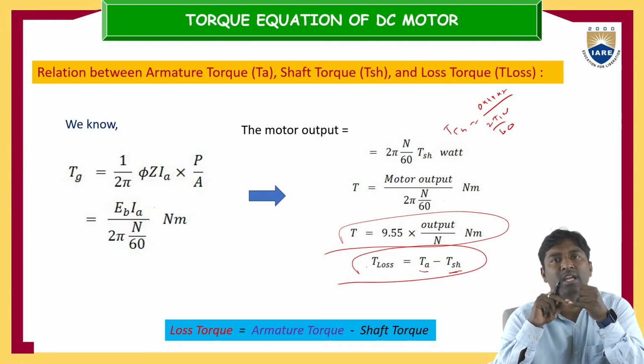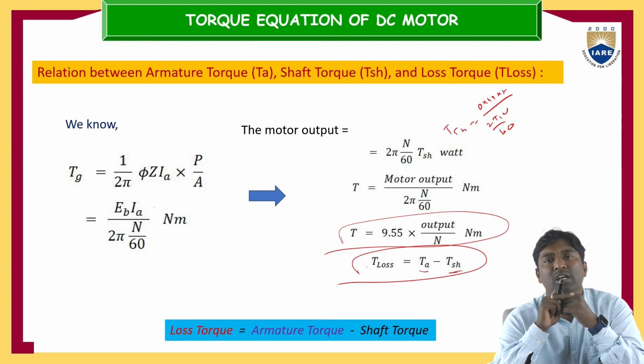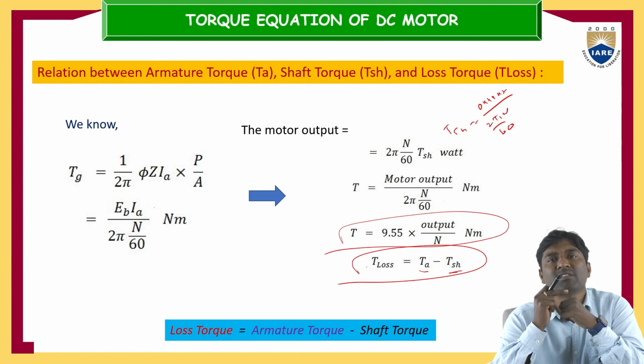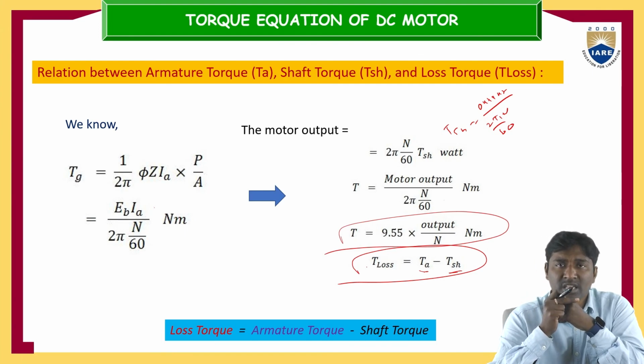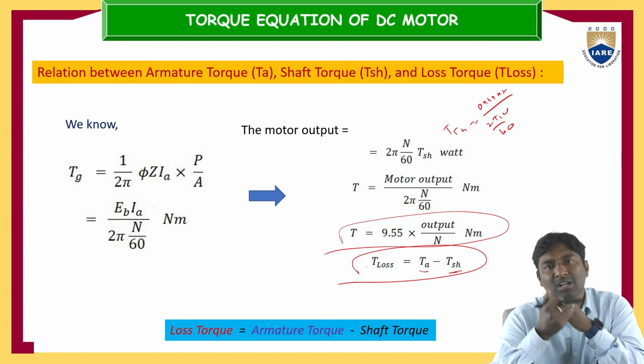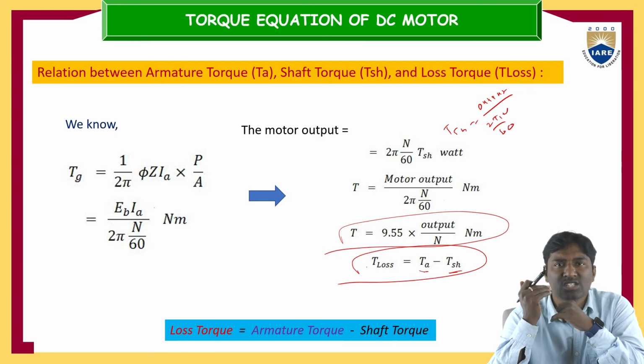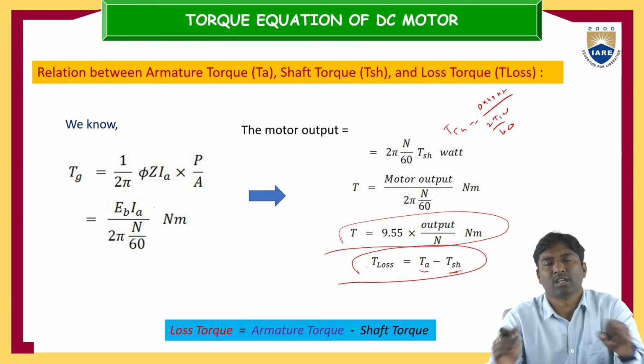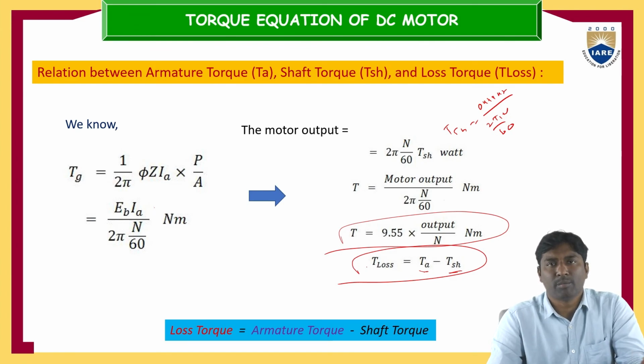We discussed today back EMF of DC motor, the different types of DC motors and the torque equation of the DC motor, that is the gross torque or armature torque equation. And also we discussed the relationship between the gross torque or armature torque, shaft torque and the loss torque. That loss torque is equal to armature torque minus shaft torque. So this is about today's topics.